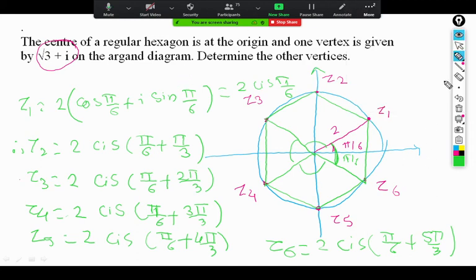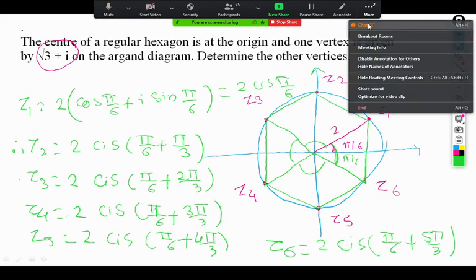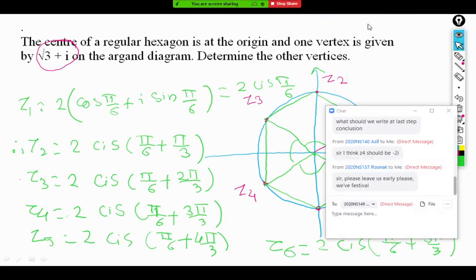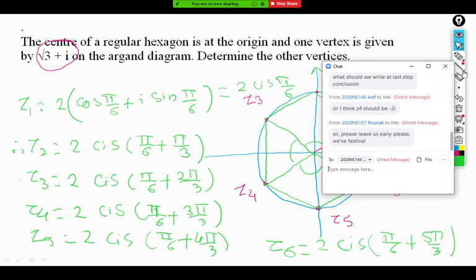Just 1 minute. Someone is on the chat. Okay. Yes, Ronak, you have a festival and you want to leave early. You can exit whenever you want. I'm also not going to conduct the class up to 12:45. Yes, we will take hardly 10-15 minutes only.